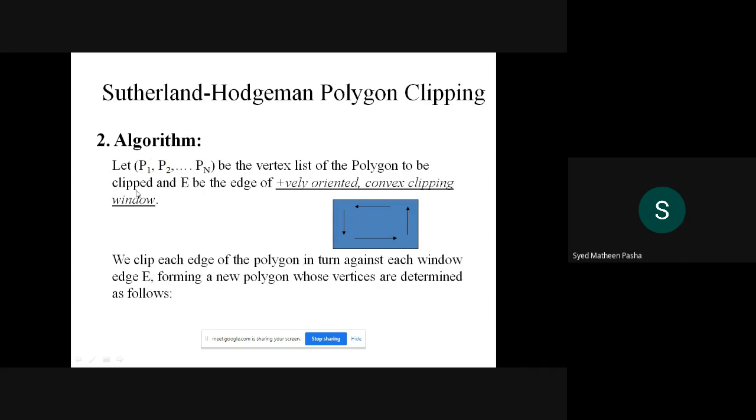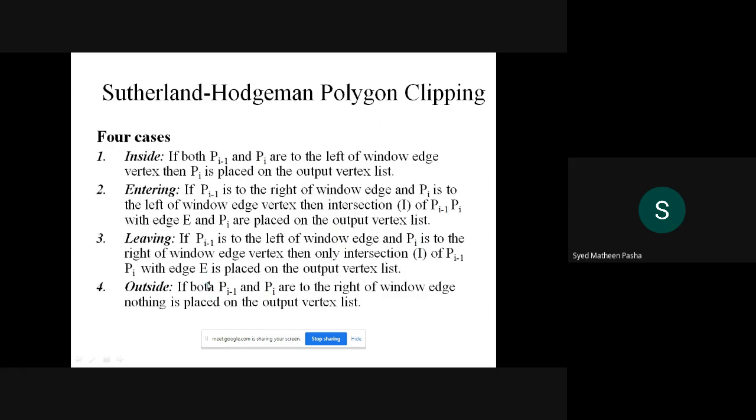First, the assumption of points with respect to which you will be clipping that window with the help of edges. Once you have the points with respect to edges, we'll start clipping those edges individually with respect to that particular window. Then after this, you need to remember 4 different cases in Sutherland-Hodgman polygon clipping. So what are these 4 cases?